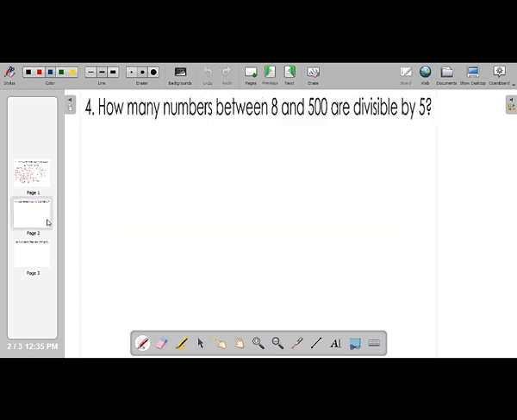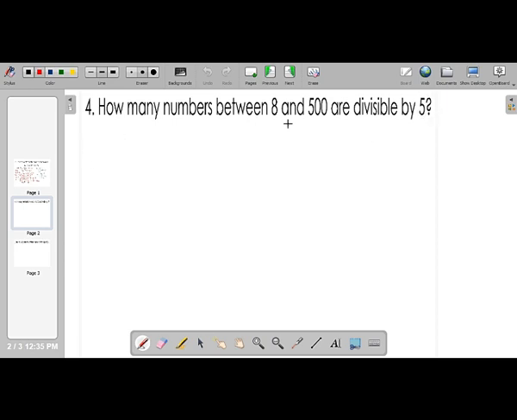Now we proceed to the next problem. Problem number 4. Problem number 4, the question is, how many numbers between 8 and 500 are divisible by 5? No? Ang question ani diri class is dili pagpangita sa arithmetic means. No, we're not looking for the arithmetic means here, but what we are looking for here is the number of arithmetic means between the terms 8 and 500, given na those terms are divisible by 5.